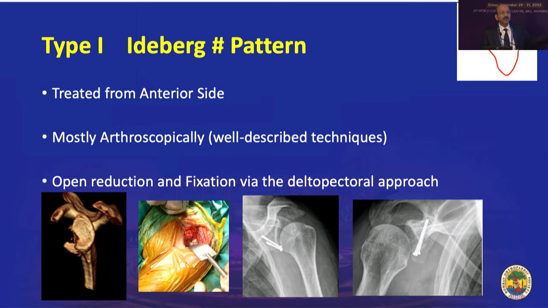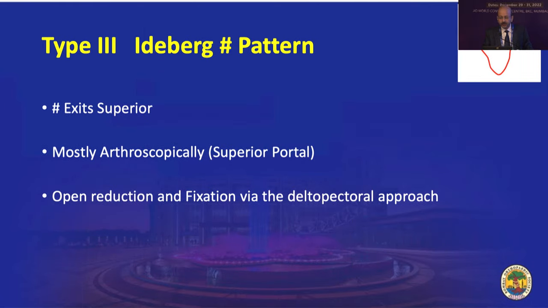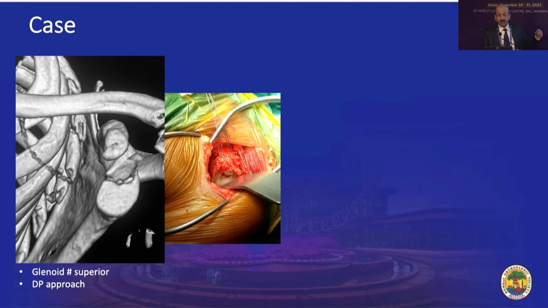So we open up, it's faster for us, and fix that with screws. Superior fractures also, you can also do arthroscopically from the Neviaser portal. But I did it through a deltopectoral approach and opened up the glenoid. You can see that fracture.